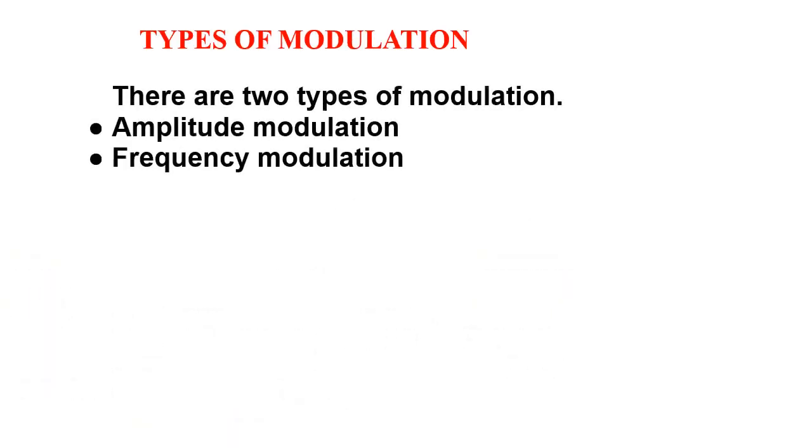Types of modulation. There are two types of modulation. Number one, amplitude modulation. Number two, frequency modulation. There is also a third type, called phase modulation. Anyway, we will discuss the two types of modulation, amplitude modulation and frequency modulation.